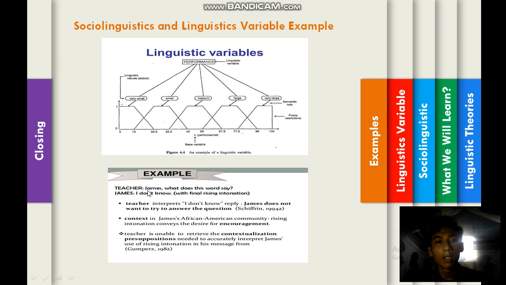When the teacher or someone asks you a question and you don't know how to answer it, you can say I don't know with final rising intonation.